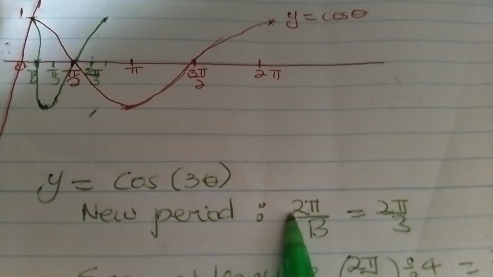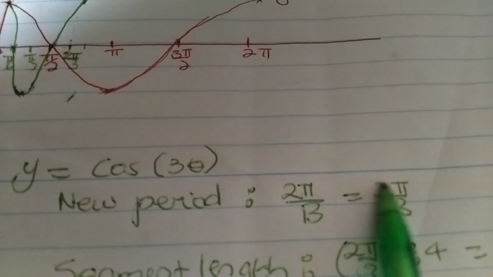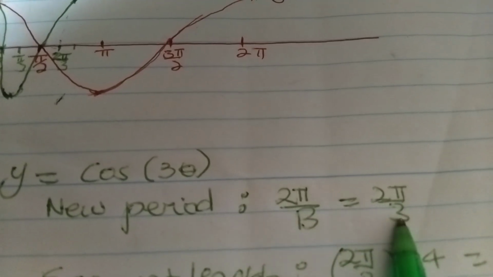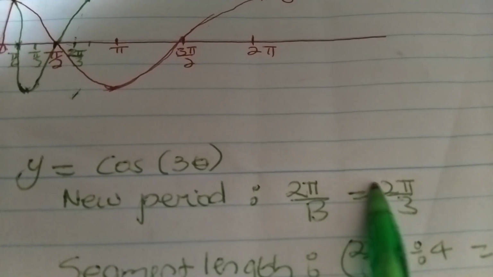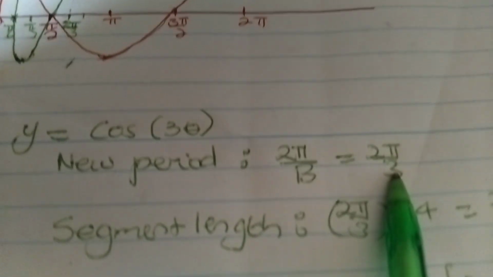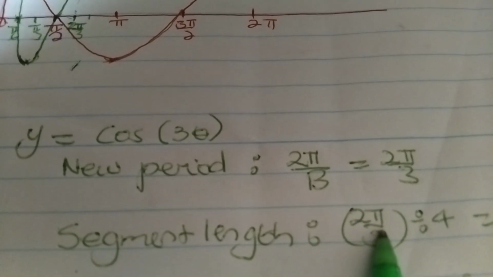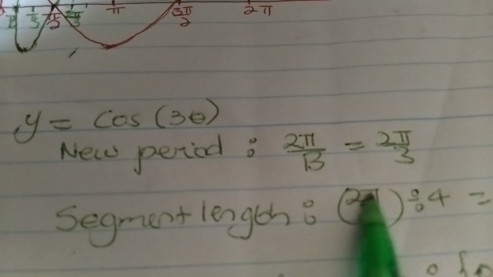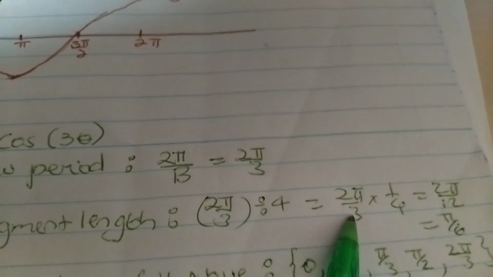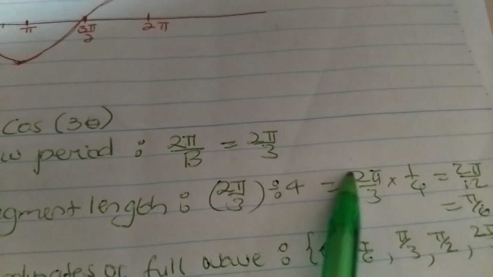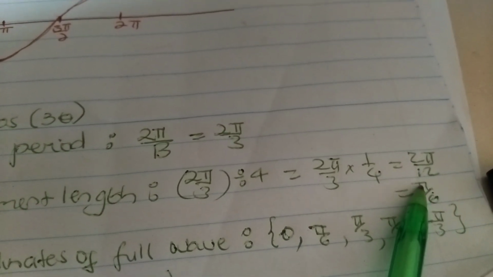So we remember our new period will be 2 pi over b, and our b is 3, therefore we have 2 pi over 3. And we said that 2 pi over 3 is now a new wavelength, from 0 to 2 pi over 3. And I also know that you have to have 4 segments. So I'm going to divide this whole wavelength by the 4 segments that we just saw earlier in the graph above. 2 pi over 3 divided by 4 is equivalent to 2 pi over 3 times 1 over 4, and this is 2 pi over 12, which simplifies to pi over 6.